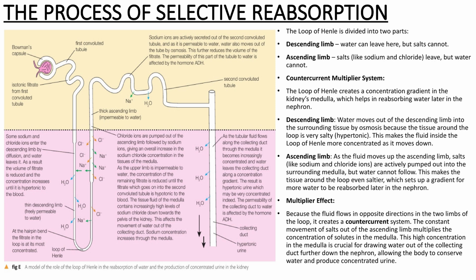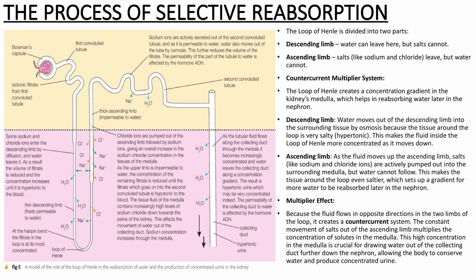Then there is the ascending limb. The ascending limb is impermeable to water but absolutely permeable to ions. As the filtrate moves up the ascending limb, sodium and chloride ions are actively transported out of the filtrate into the surrounding medullary interstitial fluid. Since water cannot follow, the filtrate becomes progressively more dilute as it moves towards the top of the ascending limb.